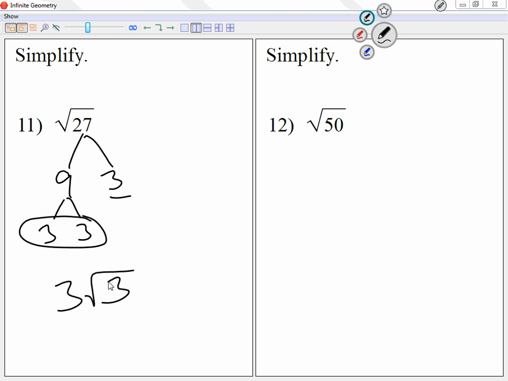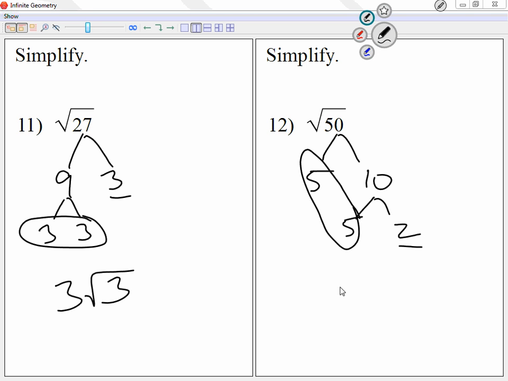Groups go out, singles stay in. If there's more than one group, multiply your groups. If there's more than one single, multiply your singles. Looking at question number 12, two numbers that multiply equals 50, I'm going to think 5 times 10. For 10, let me think of 5 times 2. So we have a group of 5 and a single 2. So I'm going to call that 5 radical 2. Remember, groups go out, singles stay in. Any questions?